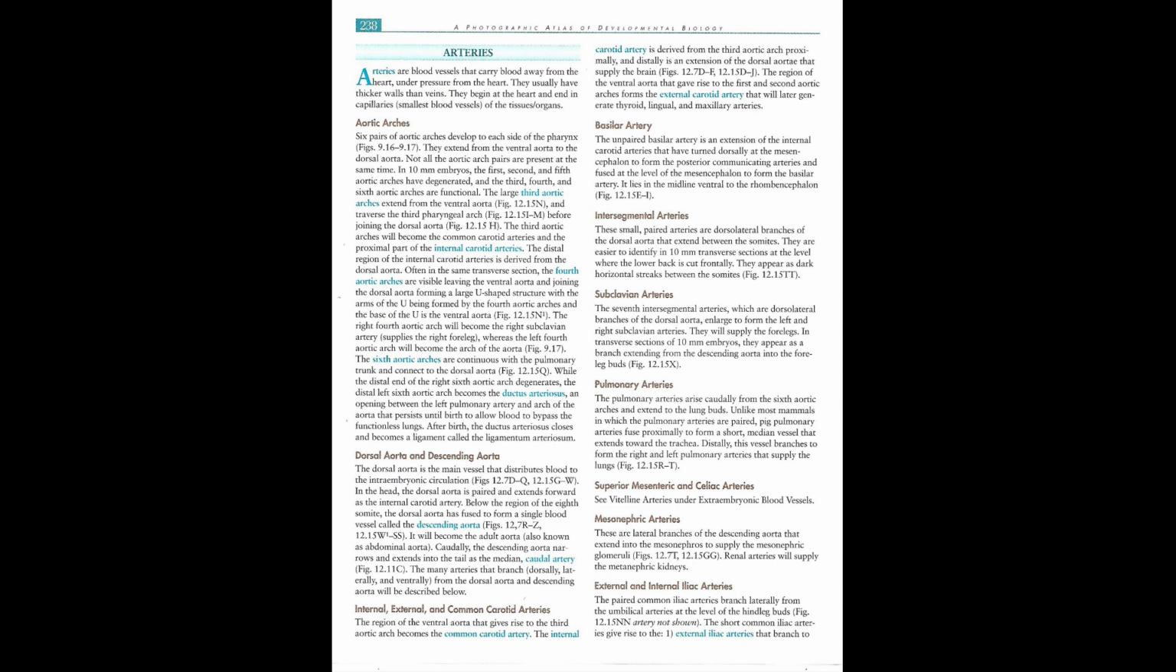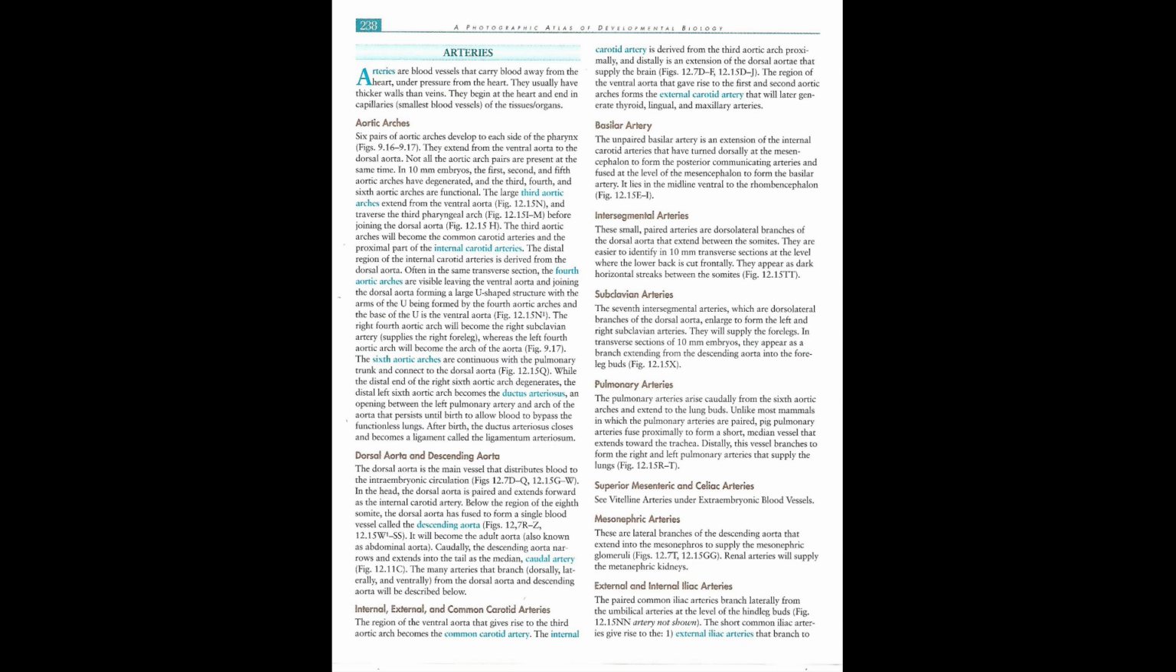The sixth aortic arches are continuous with the pulmonary trunk and connect to the dorsal aorta, Fig 12.15Q. While the distal end of the right sixth aortic arch degenerates, the distal left sixth aortic arch becomes the ductus arteriosus, an opening between the left pulmonary artery and arch of the aorta that persists until birth to allow blood to bypass the functionless lungs. After birth, the ductus arteriosus closes and becomes a ligament called the ligamentum arteriosum.